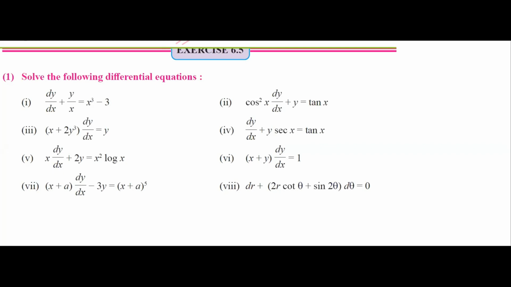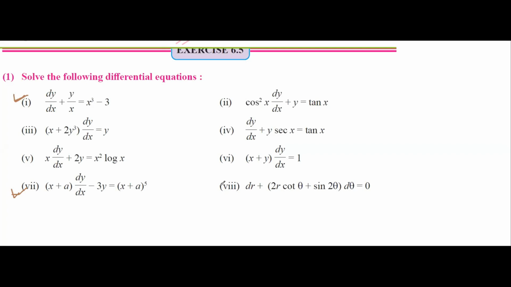Okay, so now let's start with exercise 6.5, from the 1st to the 7th one. We have discussed this from the solved examples. They all are similar, all are based on linear differential equation. So you will be able to solve it. If doubt, let me know.